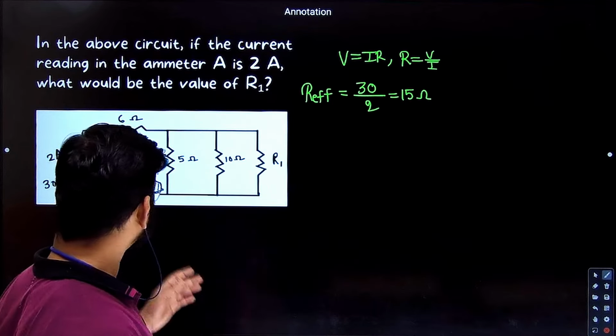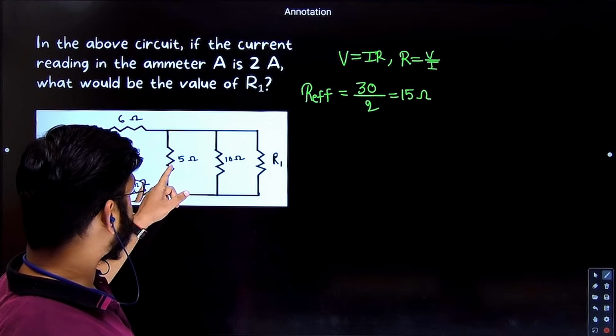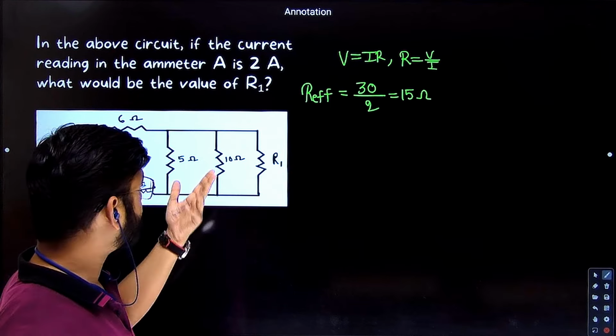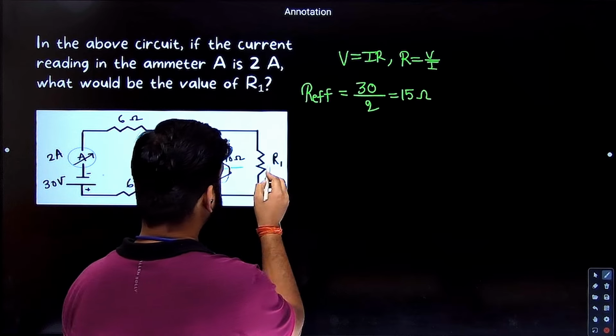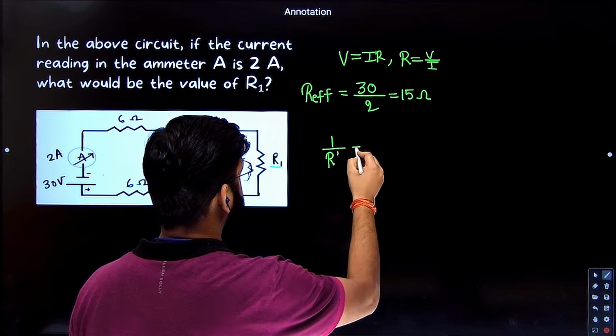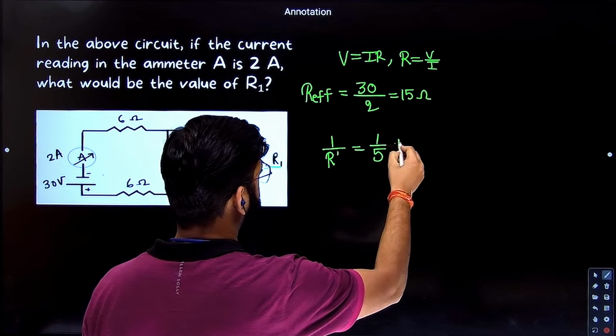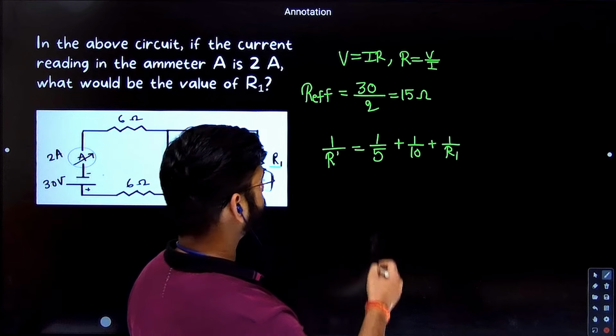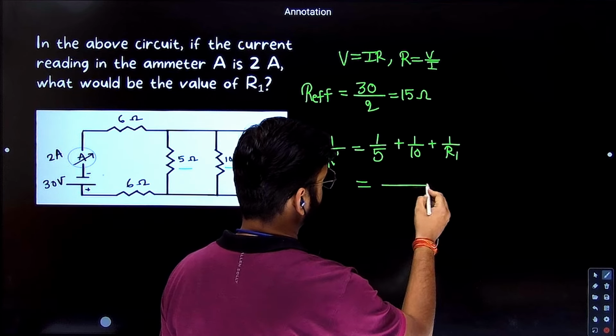Correct. Now, if I see the circuit, 5, 10, R1, they are connected in parallel, right? Let's do the parallel connection. 5, 10, R1 in parallel. So 1 by R dash is 1 by 5 plus 1 by 10 plus 1 by R. Let's do it. So if you add 1 by 5 and 1 by 10, what will you get?